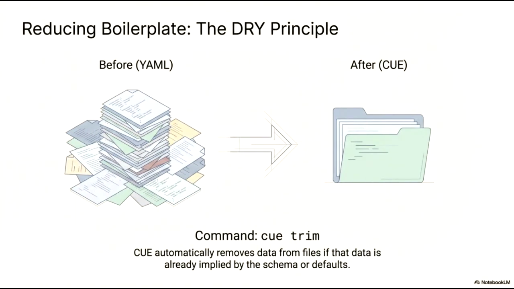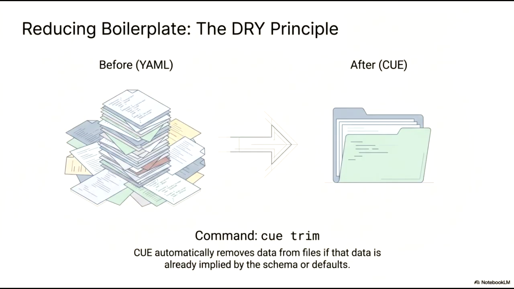Reducing boilerplate is a fundamental goal of the DRY principle. Don't repeat yourself. On the left, we see the typical before state using YAML, where large-scale configurations often result in a messy, overwhelming stack of files filled with redundant data. By transitioning to Q, as shown on the right, we can transform that clutter into a streamlined and organized structure.